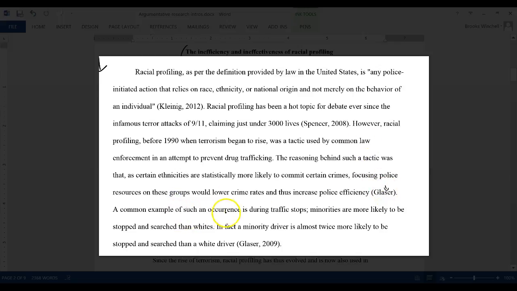A common example of such an occurrence is during traffic stops. Minorities are more likely to be stopped and searched than whites. In fact, a minority driver is almost twice more likely to be stopped and searched than a white driver. So we got this from Glaser.